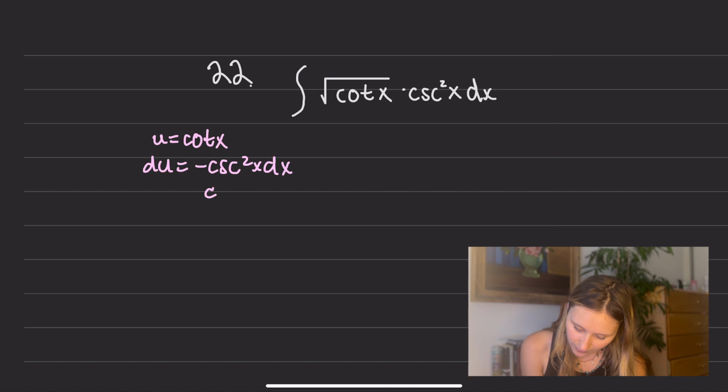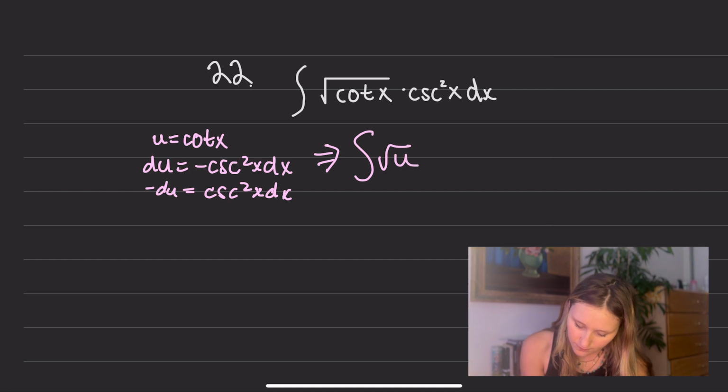And then we have cosecant squared x dx is going to be minus du, because that's what we have right there. When we rewrite this, we get square root of u times minus du.